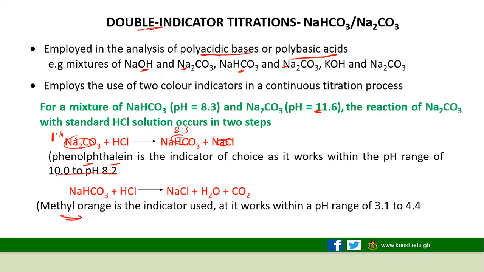We use methyl orange for the second step because methyl orange changes pH within this range, the acidic range. The resulting solution will be acidic because the carbon dioxide can dissolve in the water and produce carbonic acid. That is why we use methyl orange, which changes color in the acidic medium.